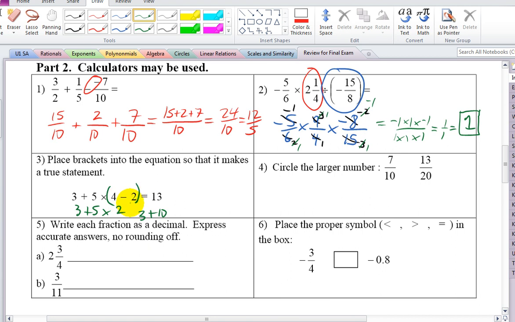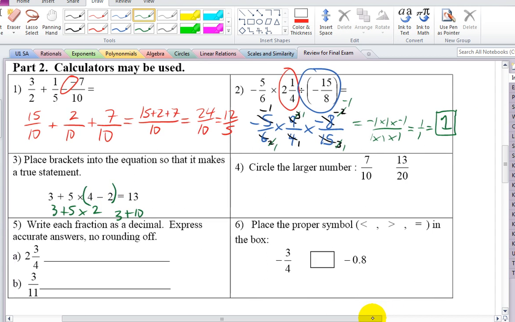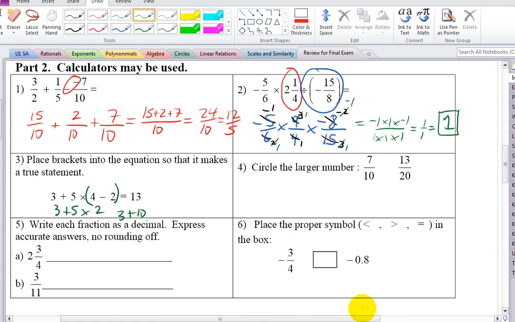Next one. So somewhere we might get you to compare fractions. When you compare fractions, what things do you need? Number 1, you need a common denominator.